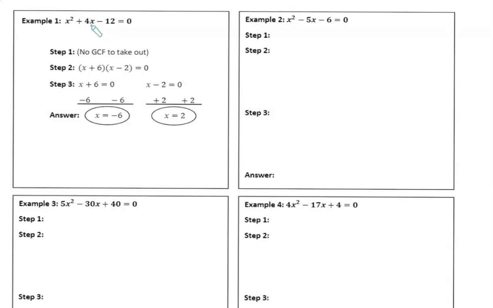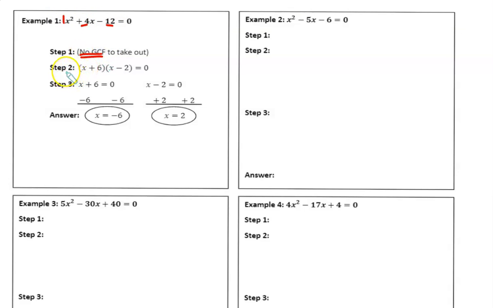One method is factoring. Step 1 is take out the GCF. Well, this number is a 1 and a 4 and a 12. Well, 1 is the lowest number. If I divide everything by 1, it's going to be itself. So there's no GCF to take out.